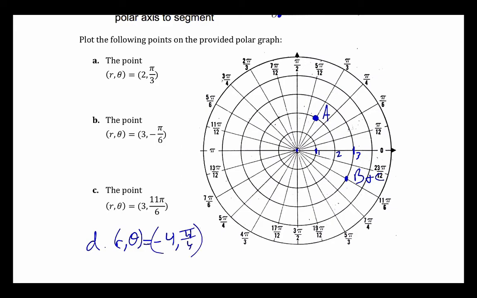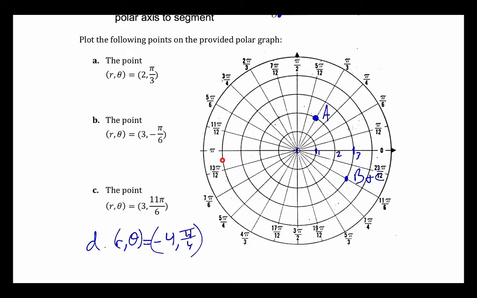Now this one's a little tricky. With negative radii, instead of going to the right, so like if we were to go to positive 4, we'd go 1, 2, 3, 4 over here. But since we're going negative 4, we're going to go 1, 2, 3, 4 to the left. Now the angle measure, pi over 4, we're still going to go in the positive angle direction. So we're going to go counterclockwise pi over 4. So again, we're currently right here. And we're going to go down pi over 4 to 5 pi over 4.